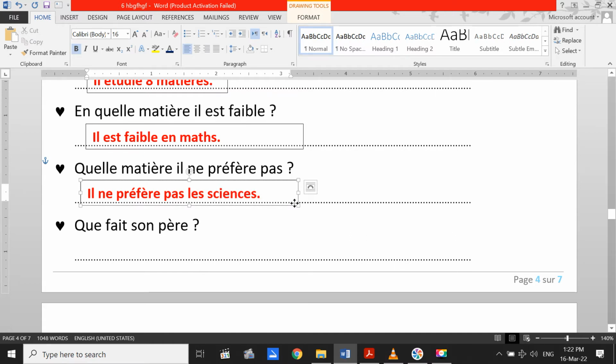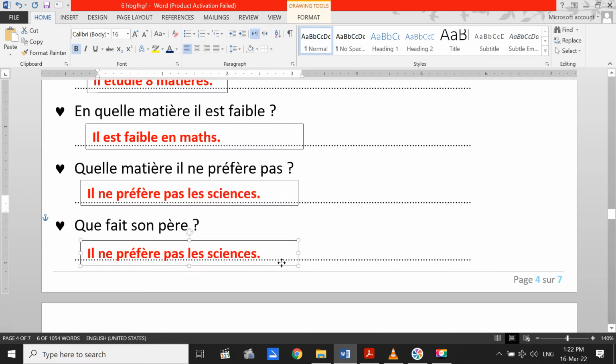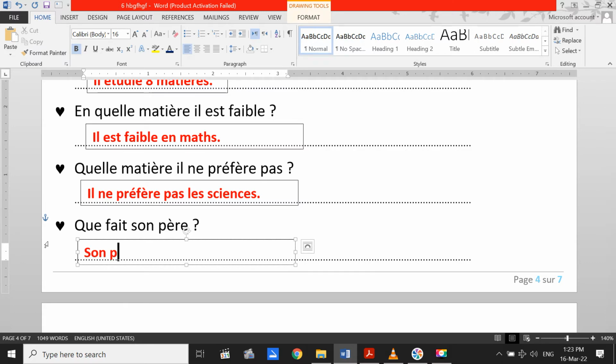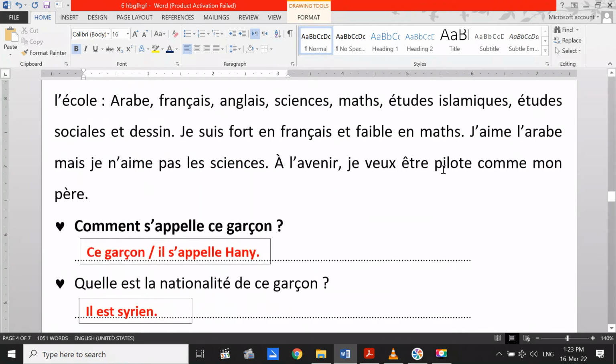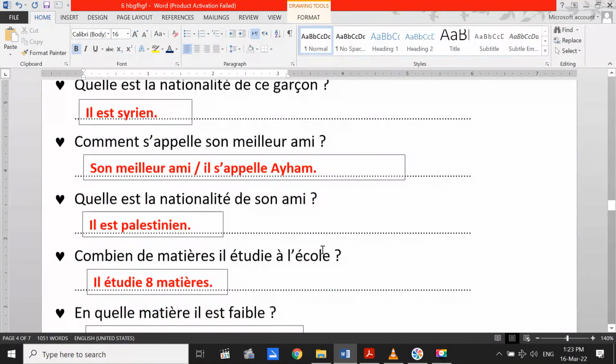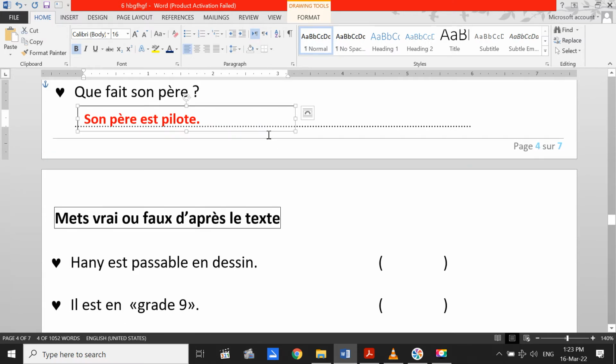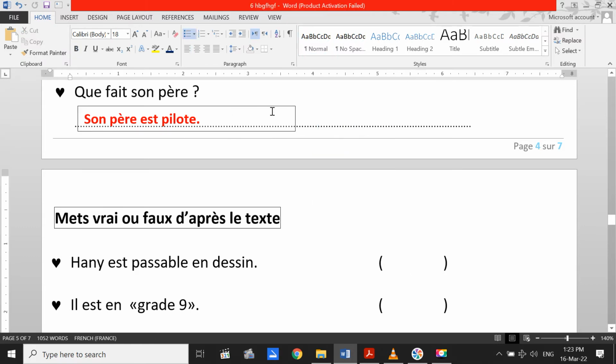Que fait son père? What does his dad do? Que fait son père? Son père est, and here we said it, pilote. Okay, pilote. Je veux être pilote comme mon père. I'd like to be a pilot like my dad. Son père est pilote. We said pilot because the I in French is E, but it's in English pilot. But here this one is pilote, and it's with E at the end.